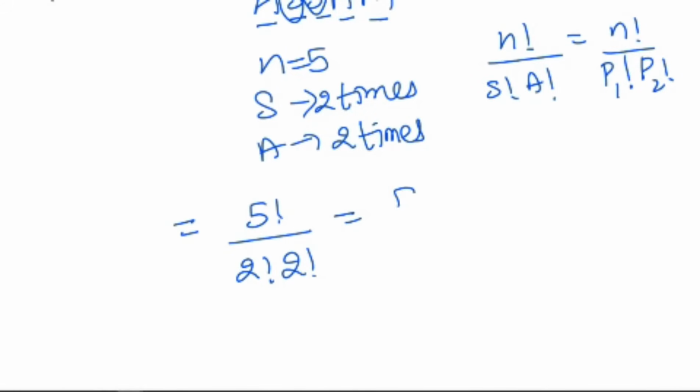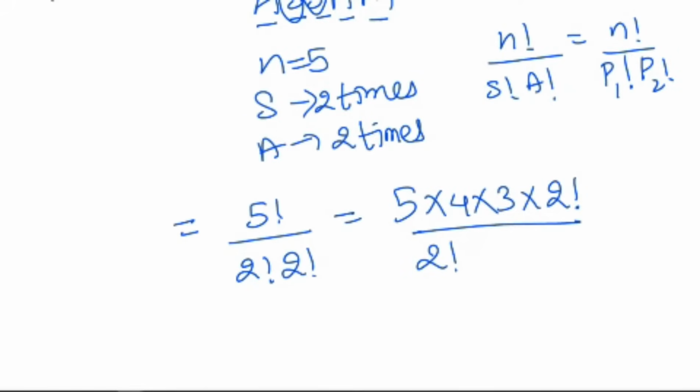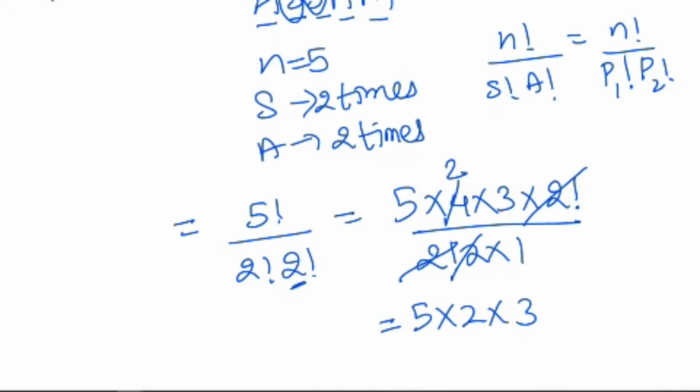So now simplify 5 into 4 into 3 into, whatever you have in the denominator, stop till that number. So 2 factorial, 2 factorial. One we have written as it is. The second one we can expand as 2 into 1. This 2 factorial cancels. 2 ones are 2, 2 twos are 4. So it will become 5 into 2 into 3. So 5 twos are 10, 10 threes are 30. So we can arrange them in 30 ways.